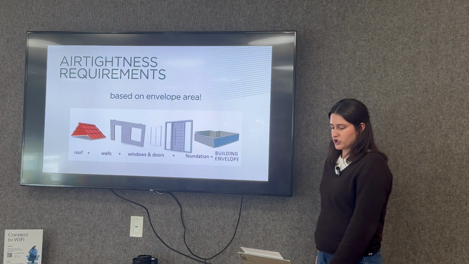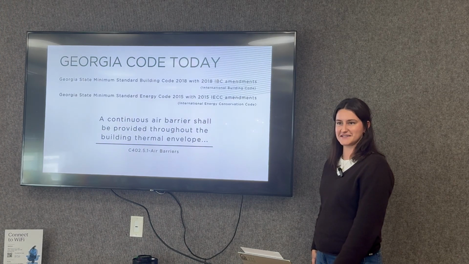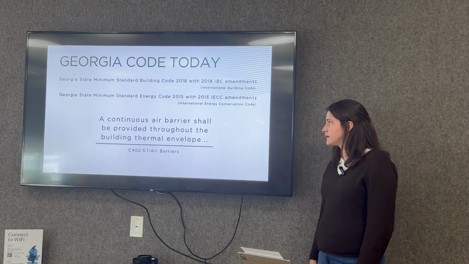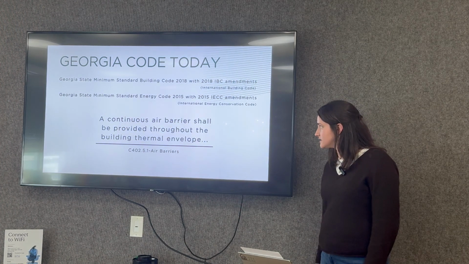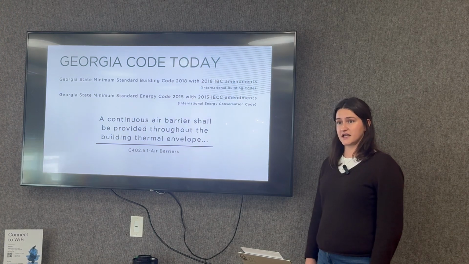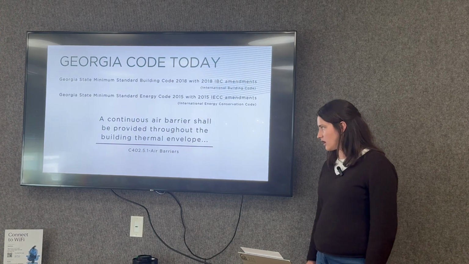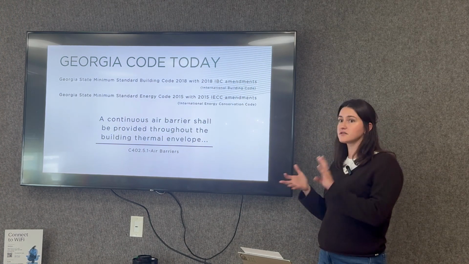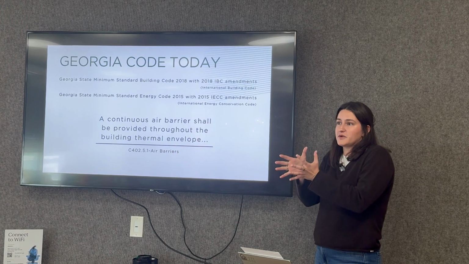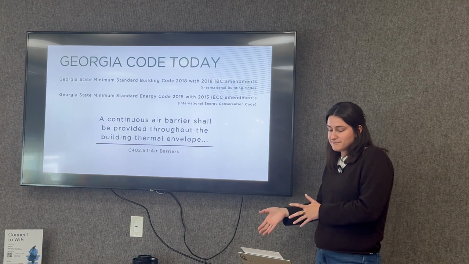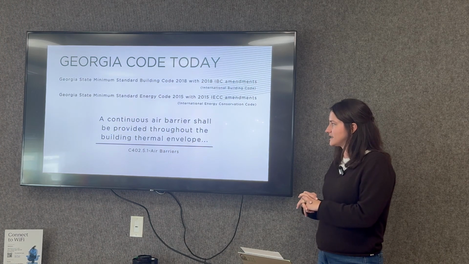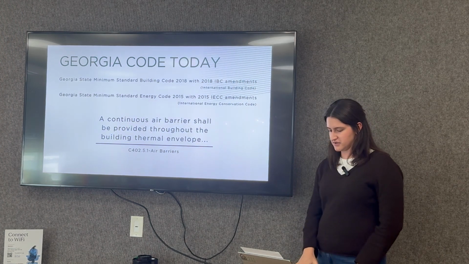So what does this all mean for Georgia? Nothing today. As of today, Georgia is following the state minimum standard building code with 2018 IBC amendments and the minimum state energy code 2015 with IECC amendments. And the IBC is very specific in stating that a continuous air barrier shall be provided throughout the building thermal envelope. And then it goes on to say that it can be provided at the outside or the inside of the wall. It can be different materials that come together. It can be something buried within the assembly or any combination thereof. So currently there's no requirements for whole building air tightness testing, but I wouldn't be surprised if it came up in the next 1 or 2 code iterations.